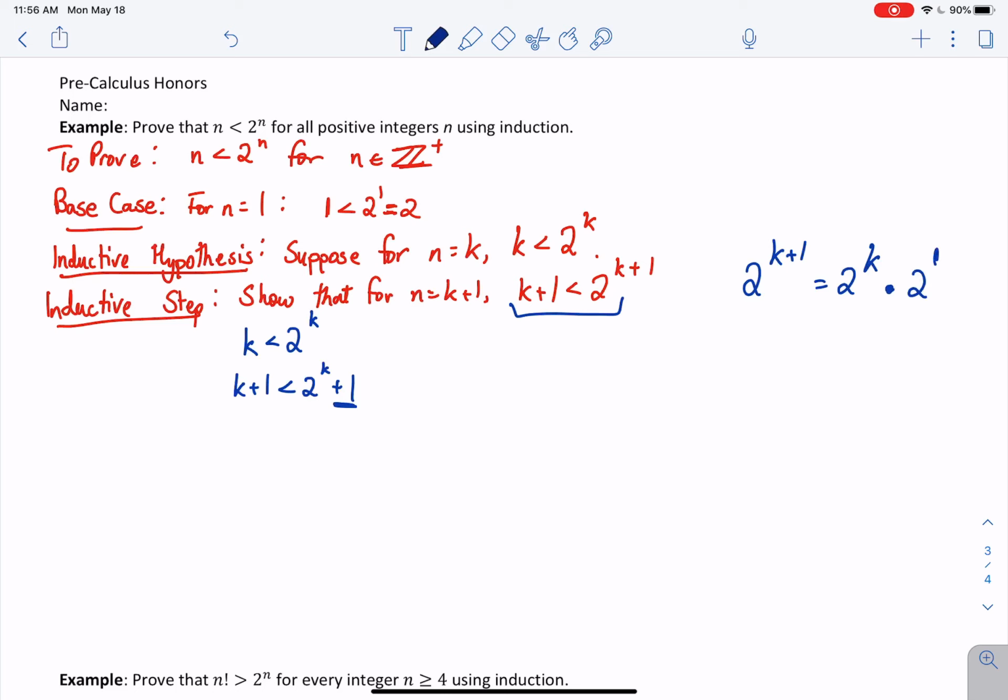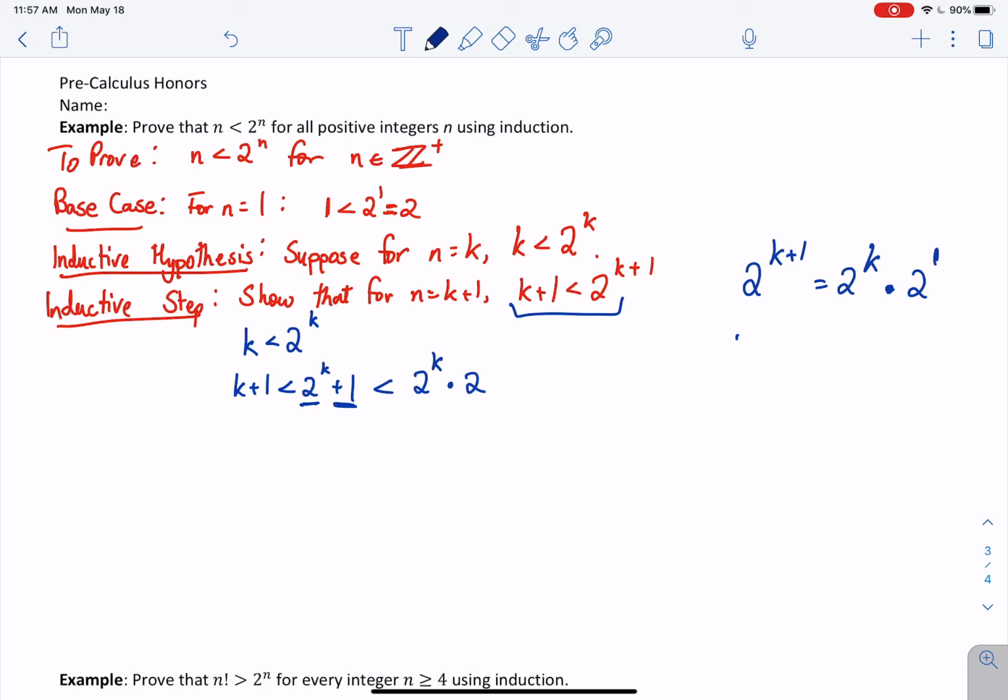So I have the 2 to the k. Somehow I need to change this plus 1 to a times 2 to the 1. Well, I know that 2 raised to any power plus 1 is always less than 2 raised to something times 2. Or we can check that.